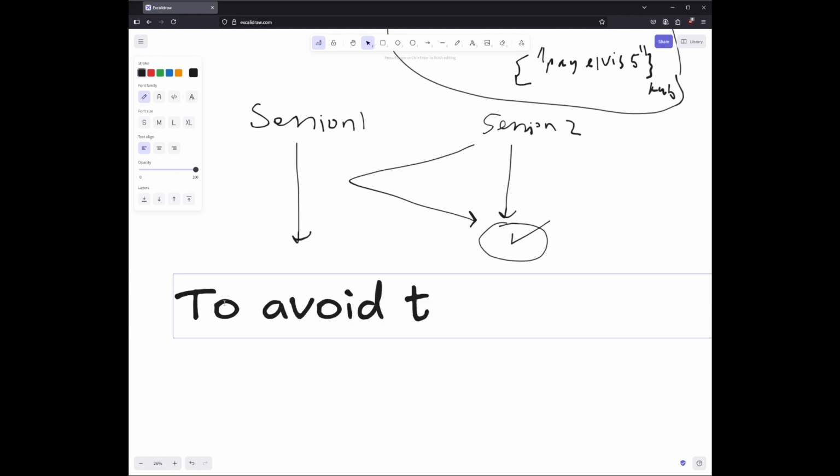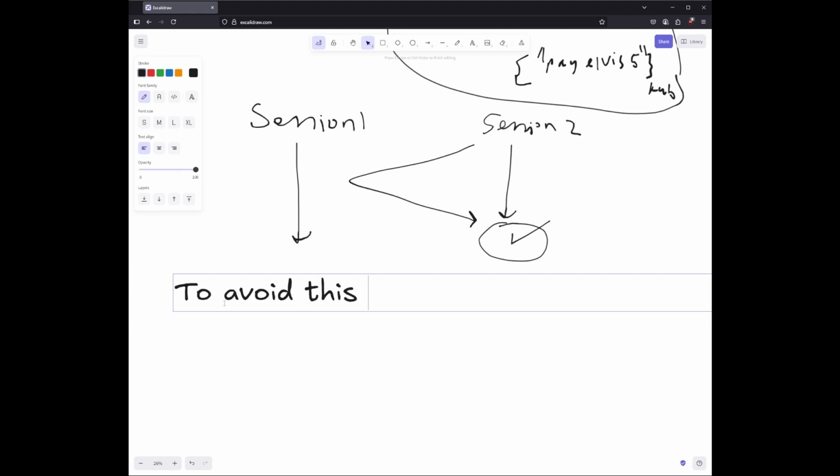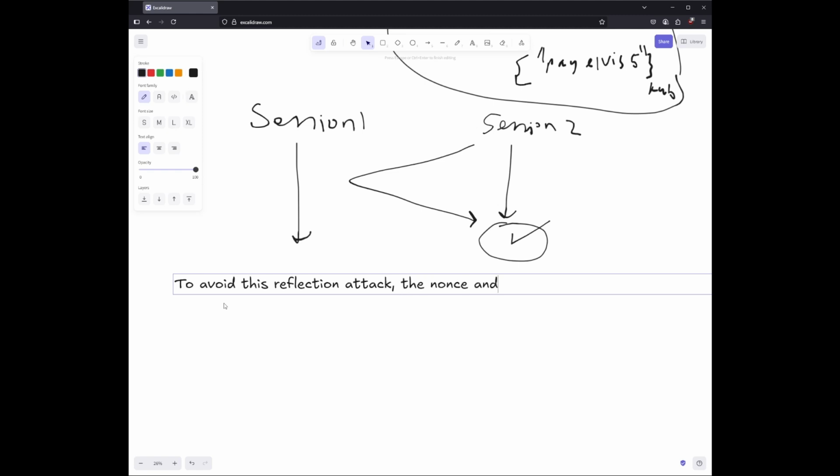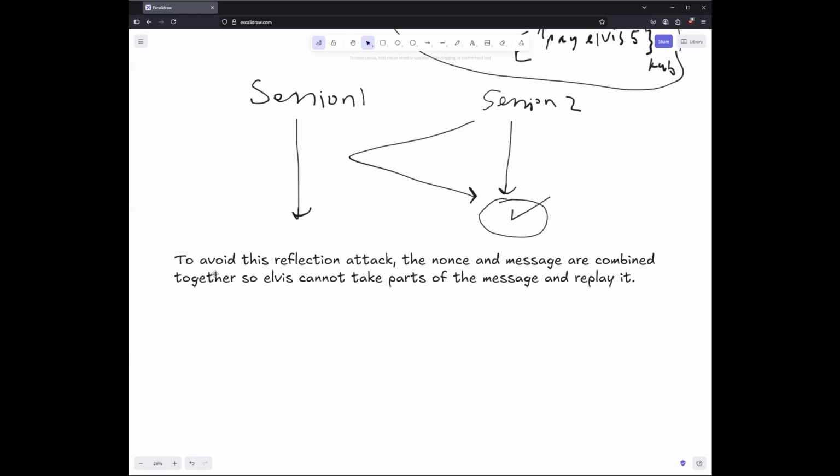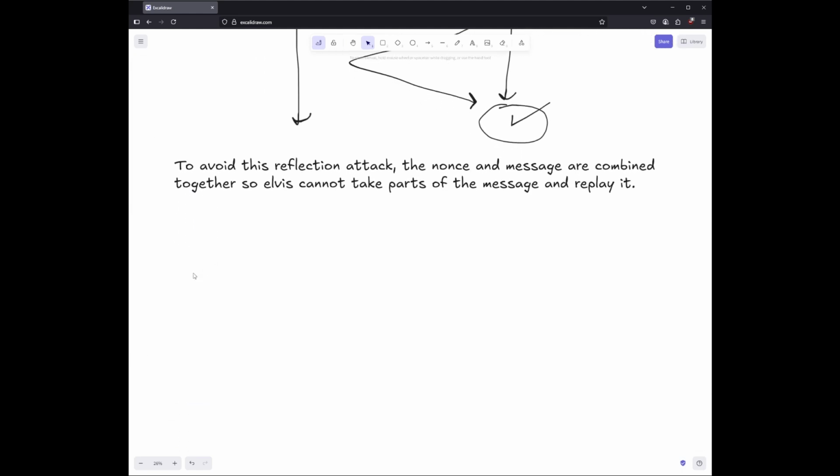To avoid this reflection attack, the nonce and message are combined together, so Elvis cannot take parts of the message and replay it. Cool. Seems like there's no questions, so I'll move on.